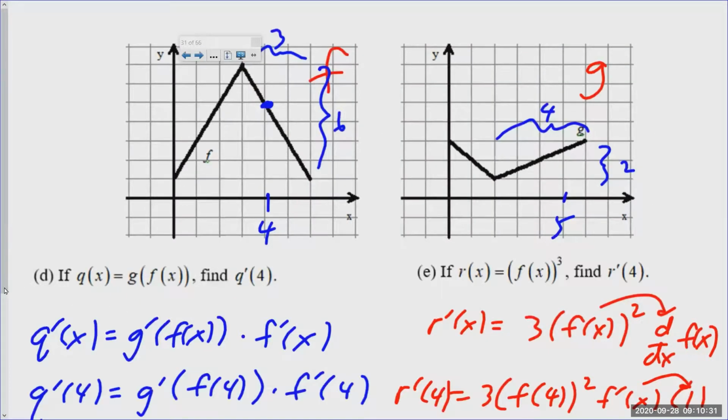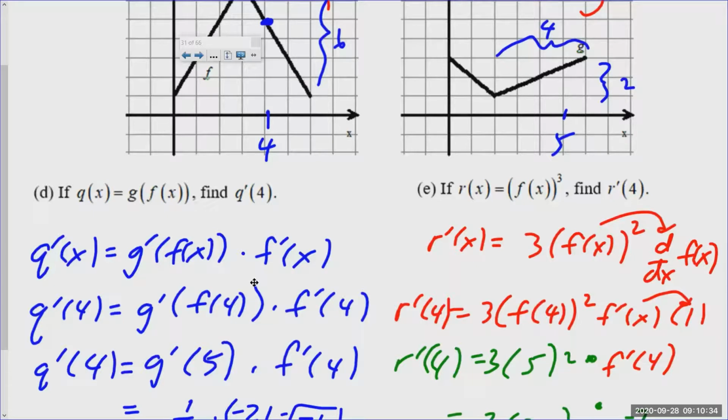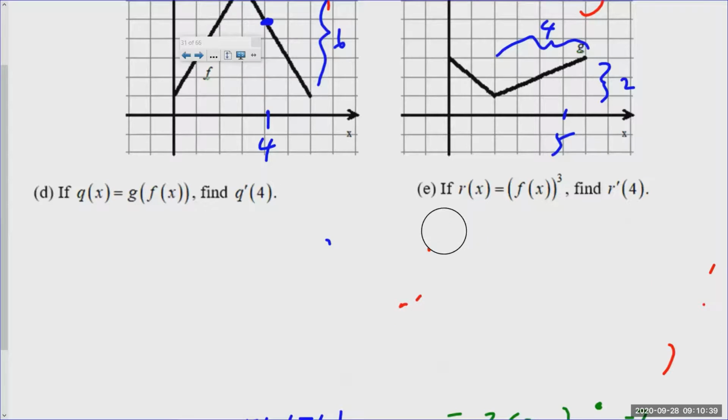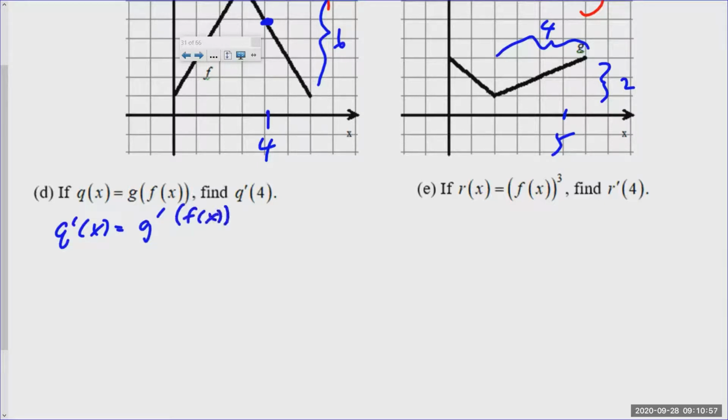Okay, let's go down to D and E, which are going to be a little tougher to do. Well, I don't know if they're tougher. It's chain rule, which you guys probably need a little bit more practice on. Okay, if I wanted Q prime, and I know Q is g of f of x. Do you see that it is the derivative of the outside, leave the inside alone, times the derivative of the inside? You see that? So what I want though is not Q prime of x. I want Q prime of 4, right?